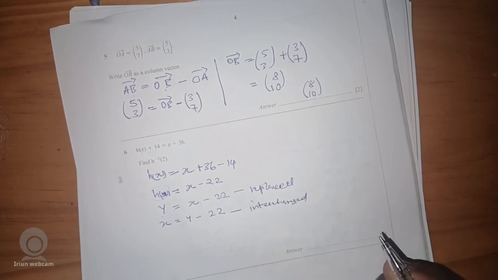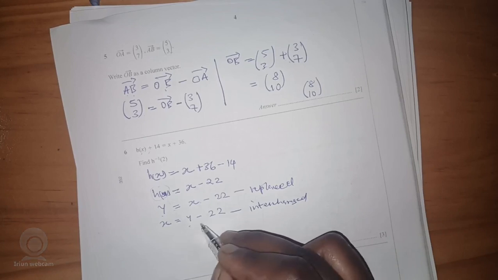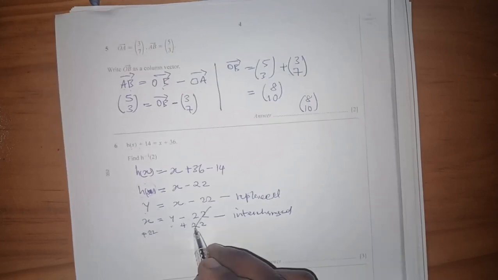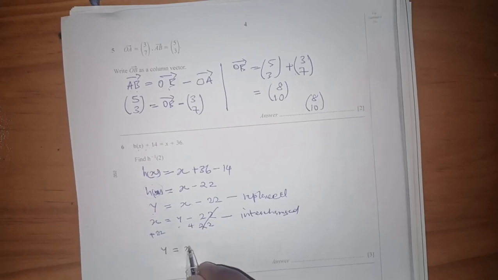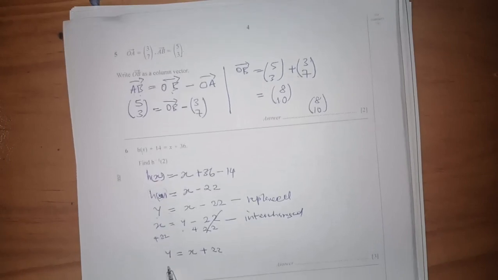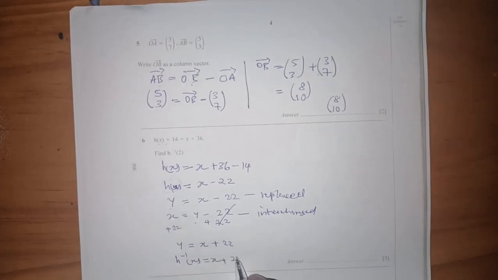The last part is just to make y the subject. So making y the subject, we just need to remove this 22 by adding 22 on both sides of the equation. This one is gone. Then you have your y is equal to x plus 22. So now this is your inverse of h, which is x plus 22.